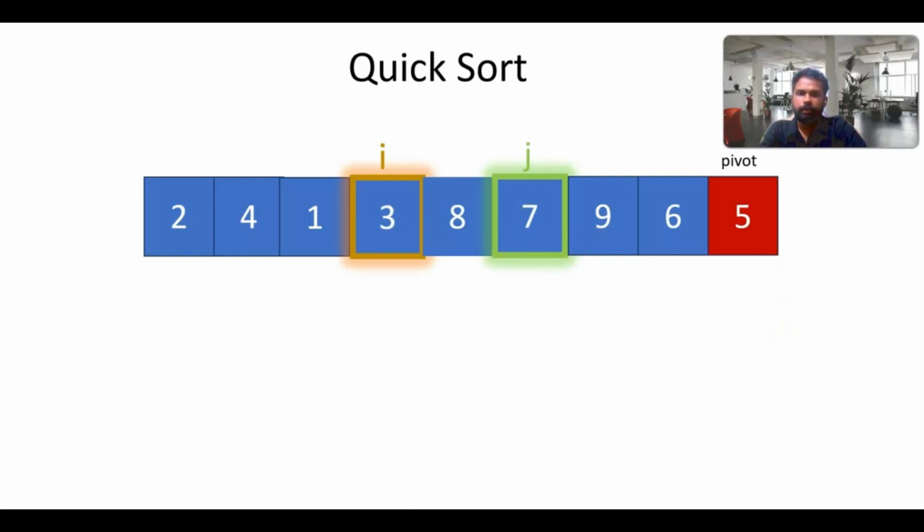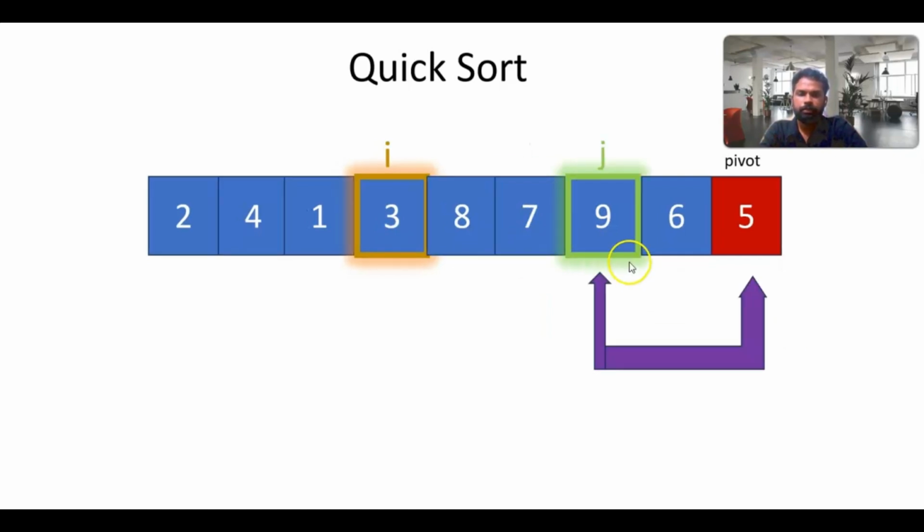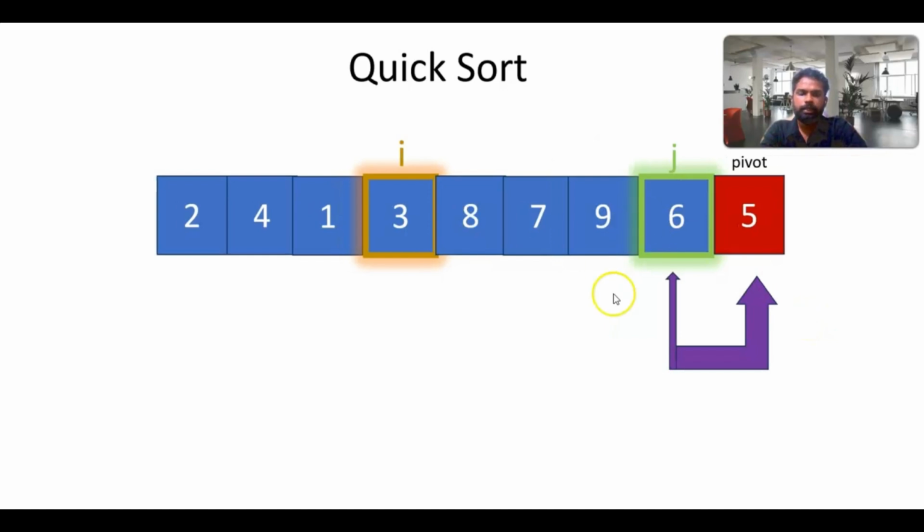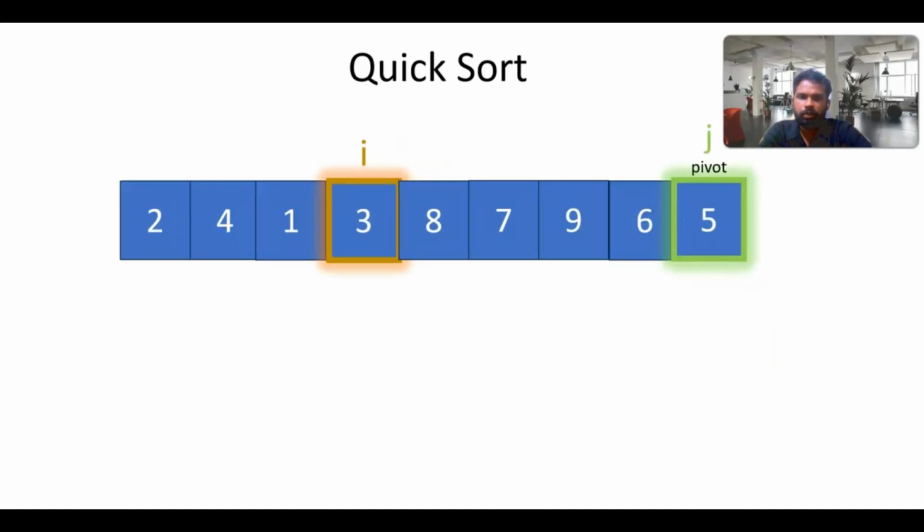Then again we increment j by 1. And then compare 9 with the pivot value 5. 9 is greater than 5. So we increment j by 1. And then we compare 6 with 5. 6 is also greater than 5. So we increment j by 1. And j goes to the position of the pivot value.